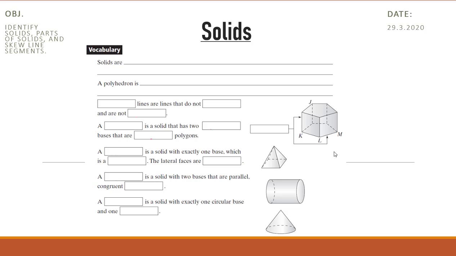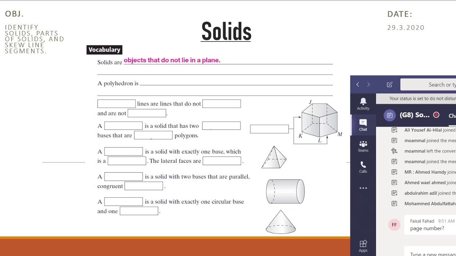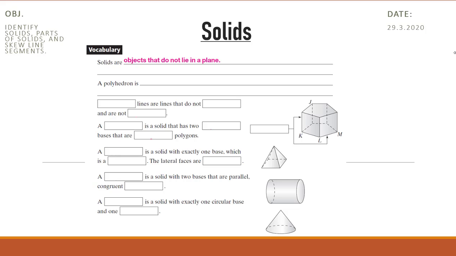Solids are objects that do not lie in a plane. A polyhedron is... Mr., page what? Okay, you will find this in the first section. This is lesson 9.1. Yes, I found it. Okay, write the number of the page in the chat.